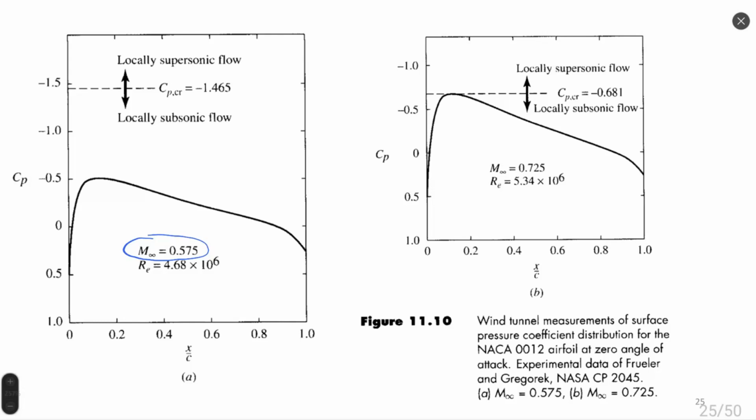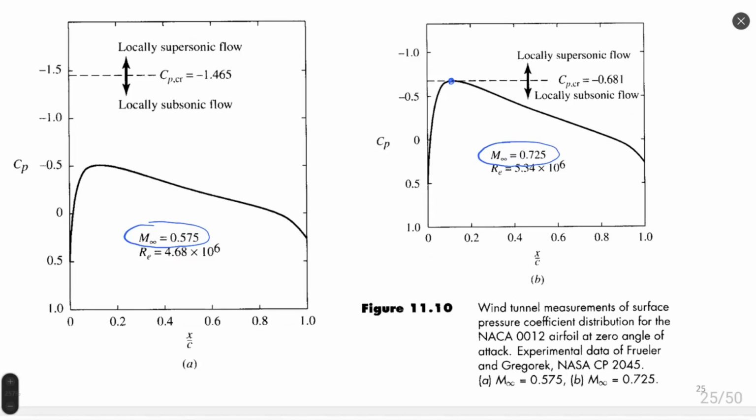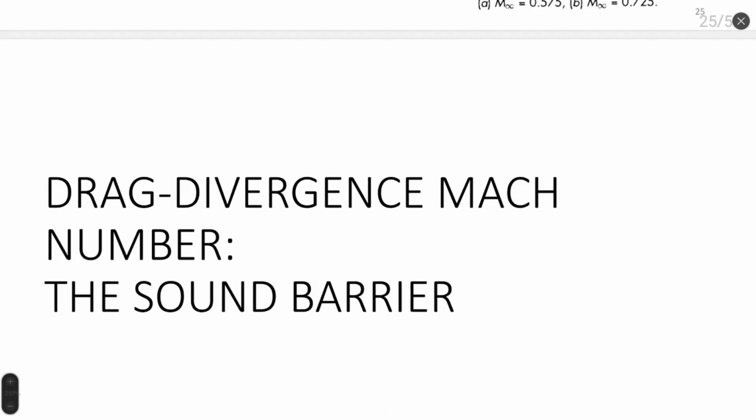In case B, Mach 0.725 pressure coefficient, and also correspondingly increased Reynolds number, because once we increase Mach number, we also increase Reynolds number with velocity. We see that there is one point of intersection. It means that locally the pressure coefficient will be critical, and locally there would be Mach equal 1. I hope this part is more or less clear.